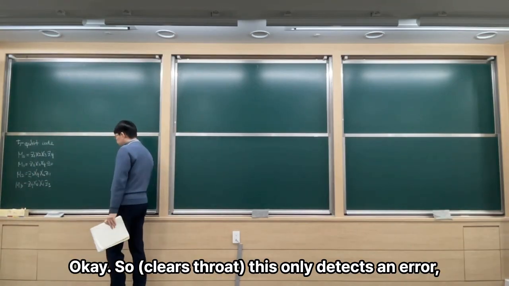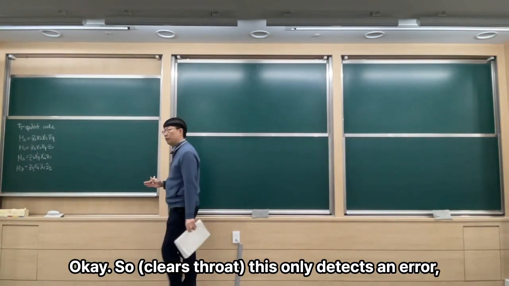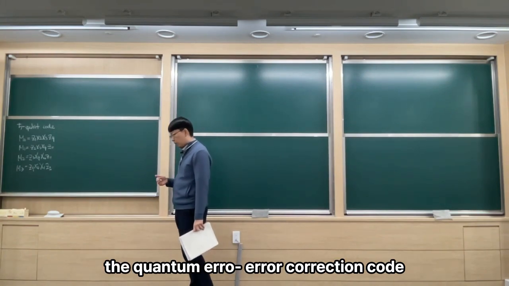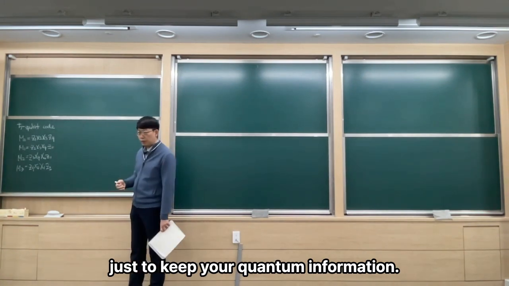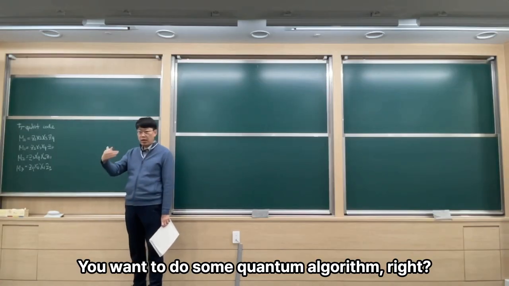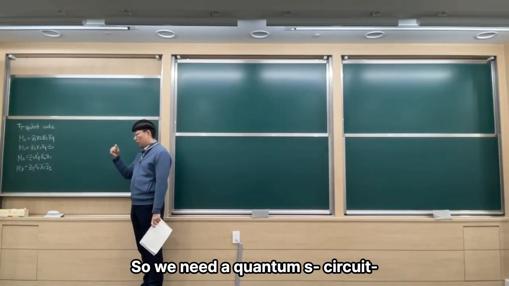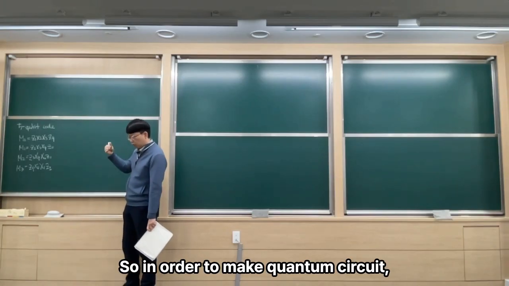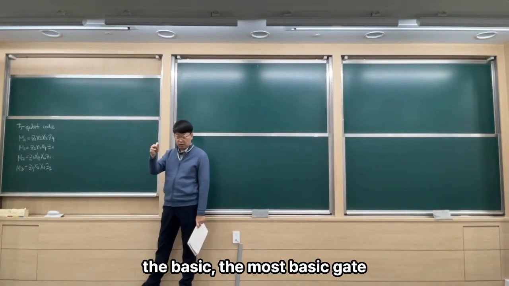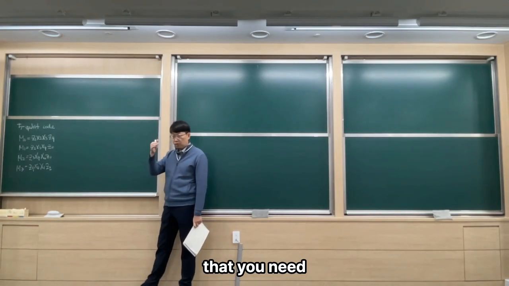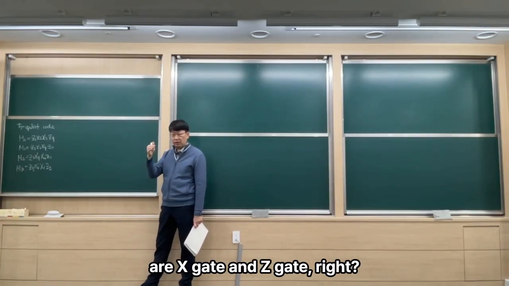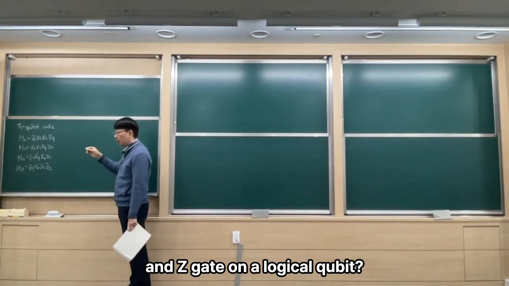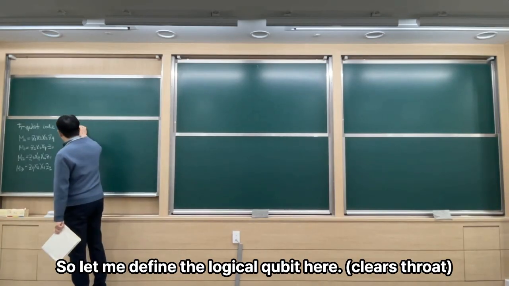Okay, so this only detects an error, but you don't want to use a quantum error correction code just to keep your quantum information. You want to run a quantum algorithm, right? So we need a quantum circuit with this error correction code. In order to make a quantum circuit, the most basic gates you need are the X gate and the Z gate, right? So how do we make an X gate and a Z gate on a logical qubit? Let me define the logical qubit here.